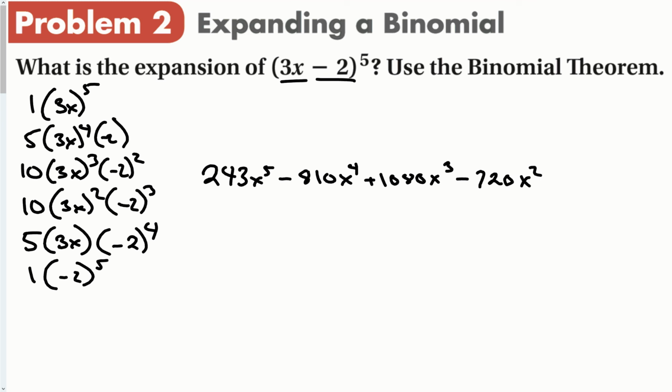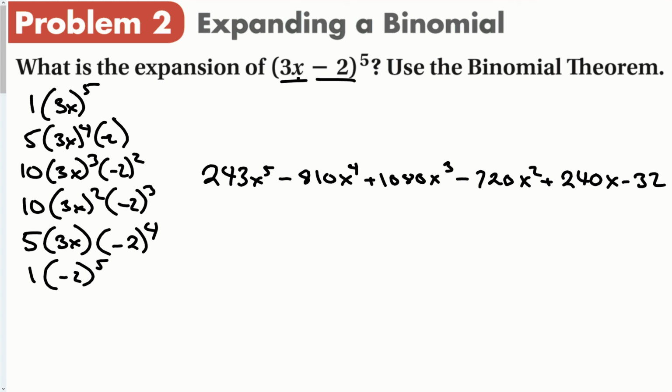and 2 times 2 times 2 times 2 is 16, and no exponents here, so 16 times 15 is a positive 240x, and finally -2 to the fifth power is a -32.